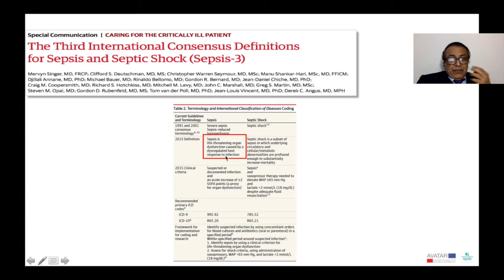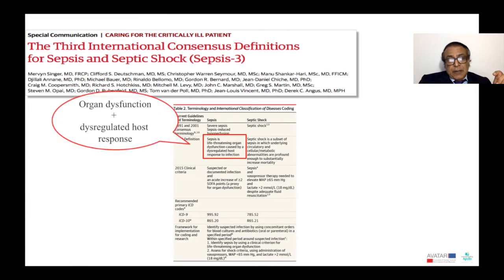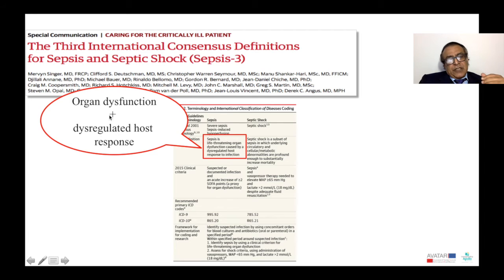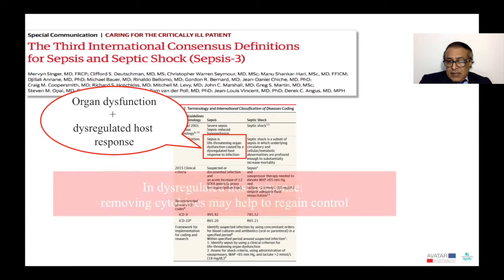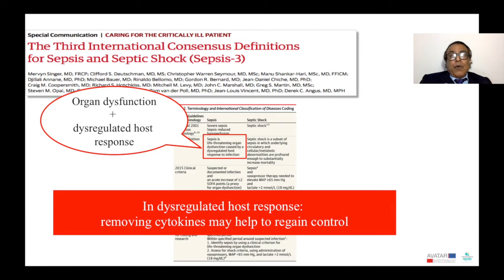But in 2015, when we revised our definition on the basis of the understanding we have come up with about the human body, we described sepsis as a life-threatening organ dysfunction caused by a dysregulated host response to infection. So we started incorporating another dimension, that is, dysregulated host response. And since we have started understanding it, this understanding would definitely evolve a strategic intervention towards this also.